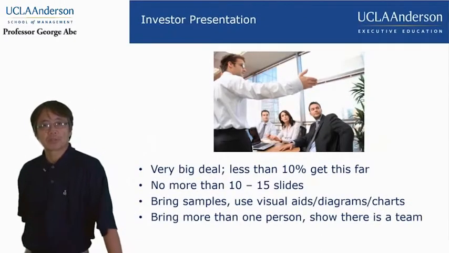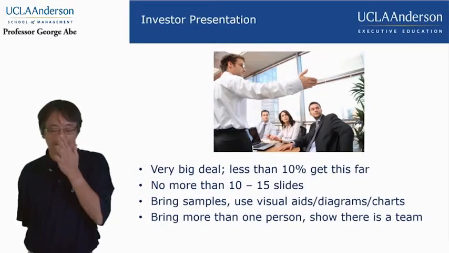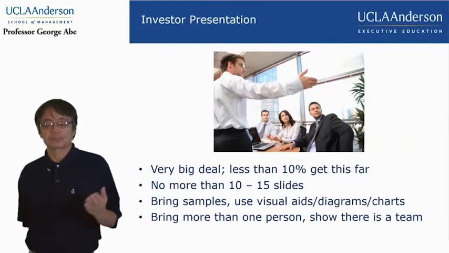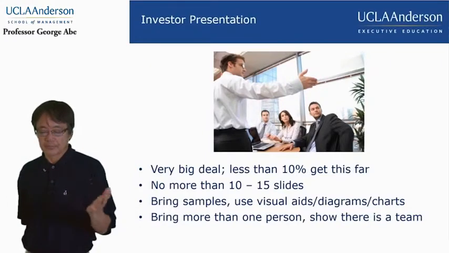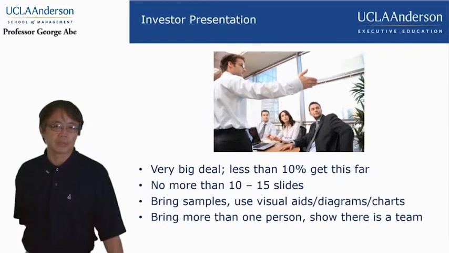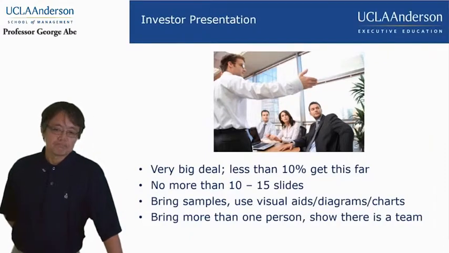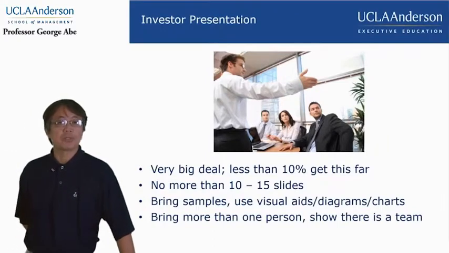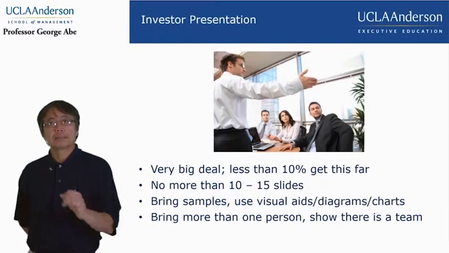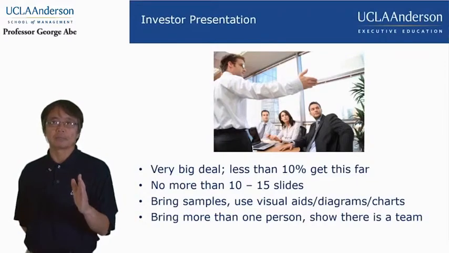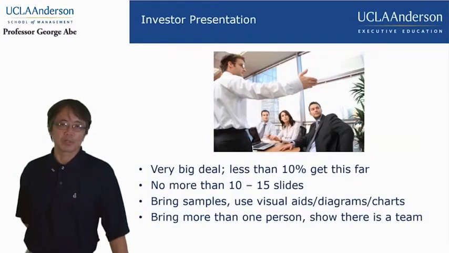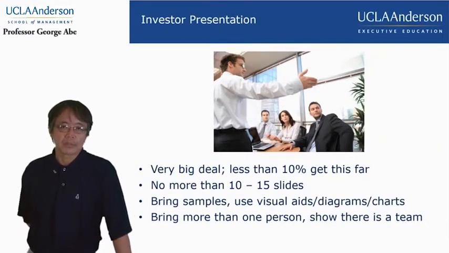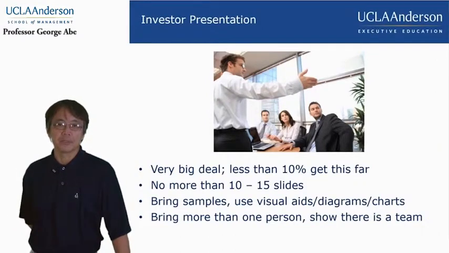Now, investor presentation. This is a very big deal. I mentioned before that investors get thousands of business plans a year. So the firm I was with, we got about 2,000 plans a year. But we could only listen to 20 or 30 presenters per year. So of the 2,000 business plans we got, let's say 40 of them were able to make a presentation. That means you're in the upper 2 percentile of people that can get this far. So this is a very big deal.